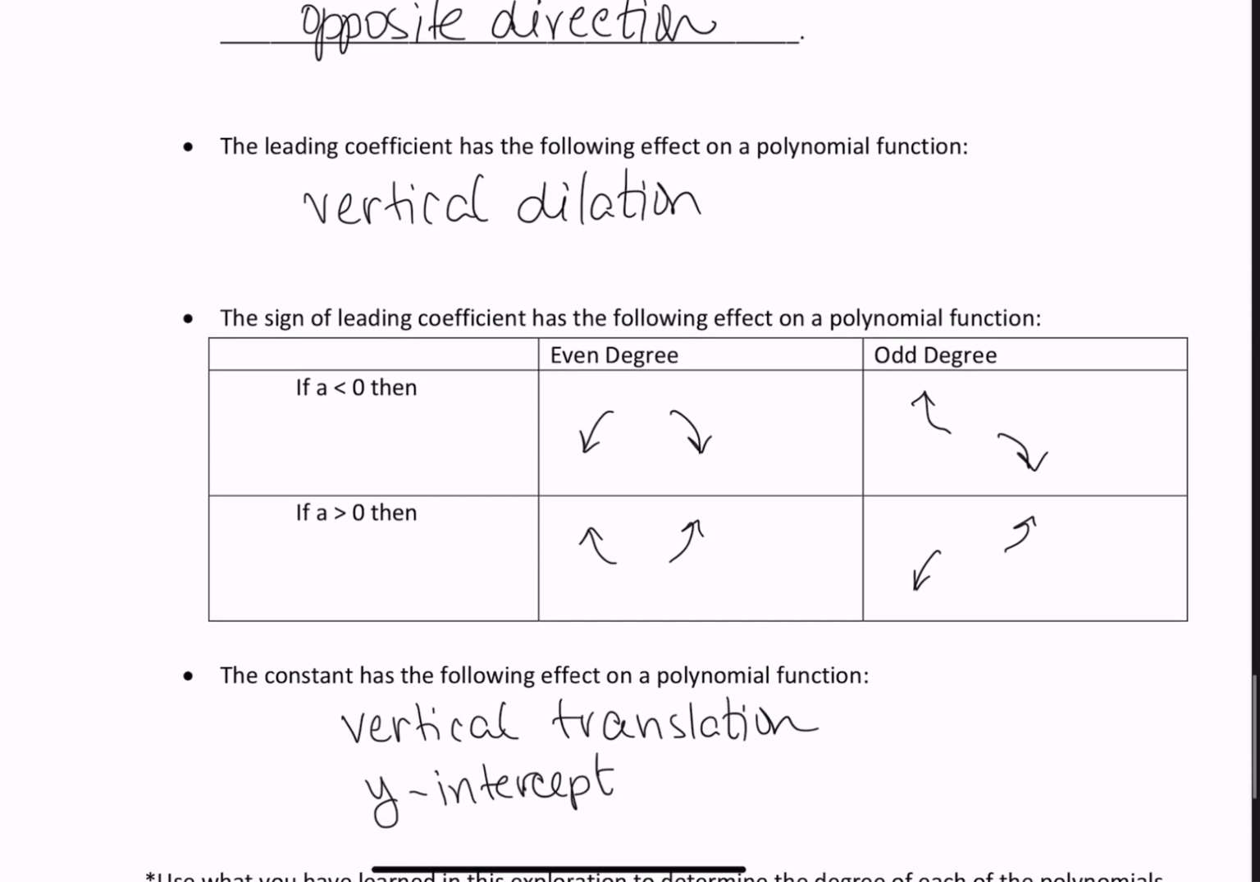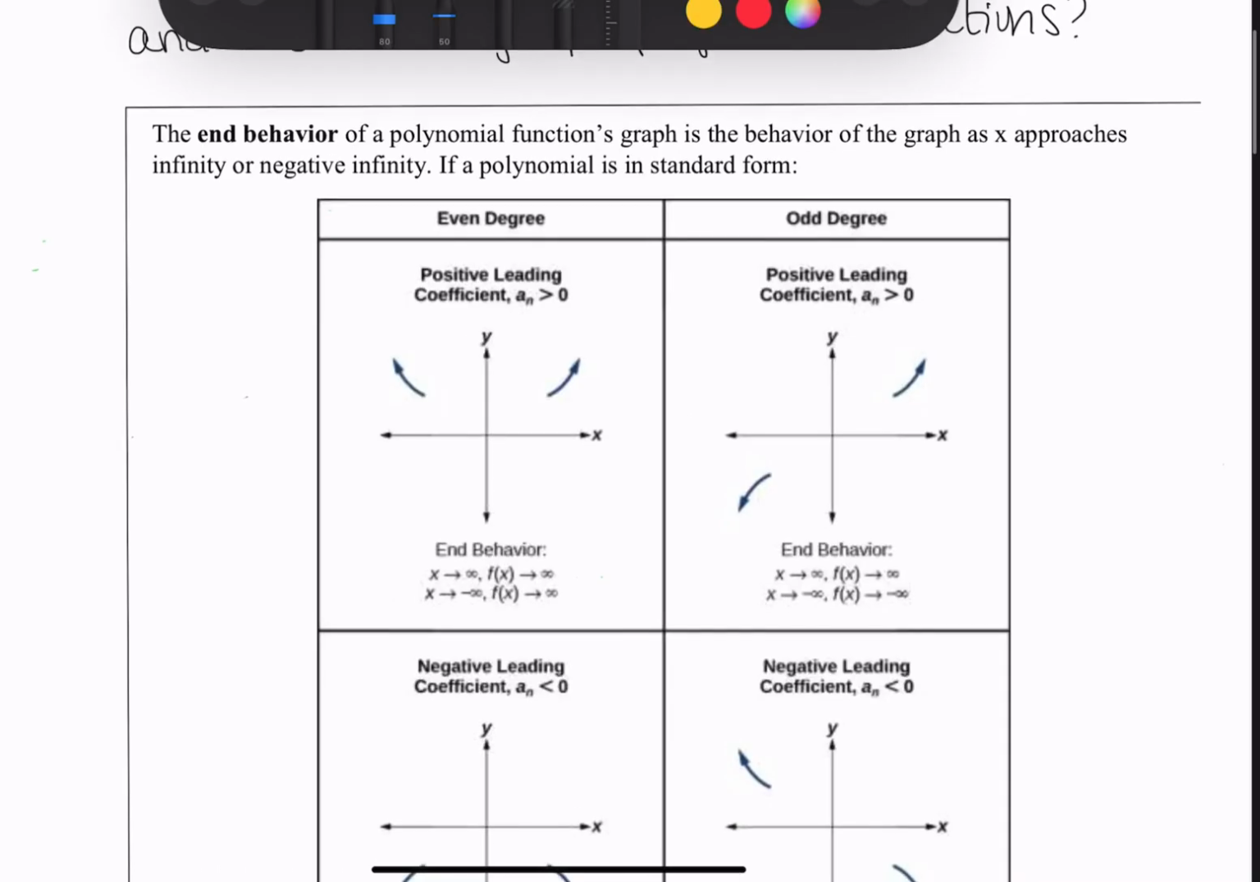Also in this table, this was another way for you to think about, well, if it's an even degree, but my leading coefficient is either negative or positive, what does that look like? And if it's an odd degree and my leading coefficient is either negative or positive, what does that look like? And I'll actually put that into words for you today. So the end behavior of a polynomial function's graph is the behavior of the graph as x approaches infinity or negative infinity. So we look at the outputs as x is going in different directions.